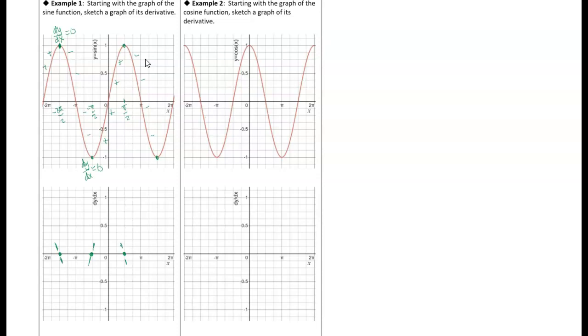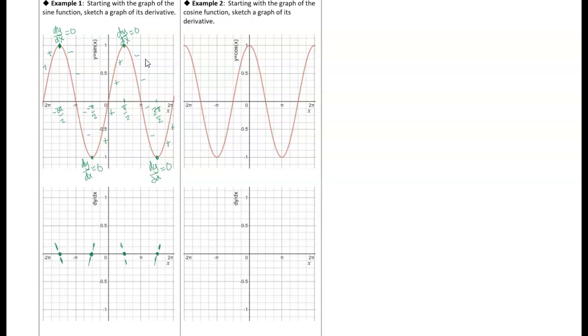Okay, and then we have another point over here where the derivative is 0. dy/dx equals 0. And this looks like it's 3 pi over 2. So we'll have another point here. And in this case, we're going from decreasing to increasing, right? Because this slope over here is positive. So we've got a little bit of an idea here of what's happening. Now we just need to connect these up.